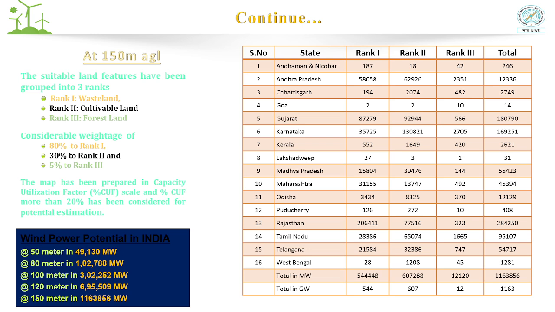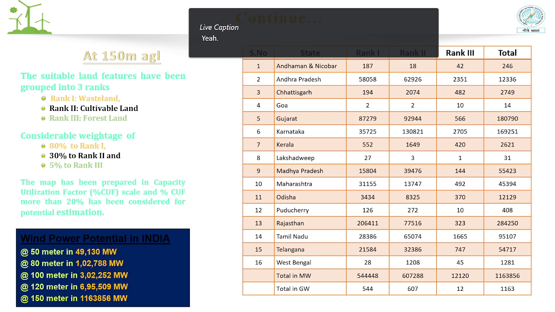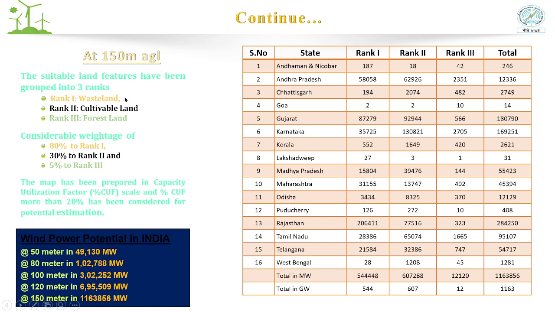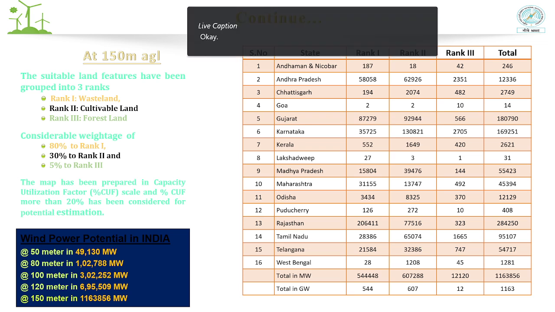We said it is terrain dependent, right? Yes, sir. So we should know what is the land use pattern and what is the land cover there. What covers the land area? Based on that we have ranked: rank one is wasteland. Wasteland means we can definitely use it for wind farming. Then rank two is cultivable land. This information we got from the Geological Survey of India, after being vetted by Bhuvan, like satellite based vetting.